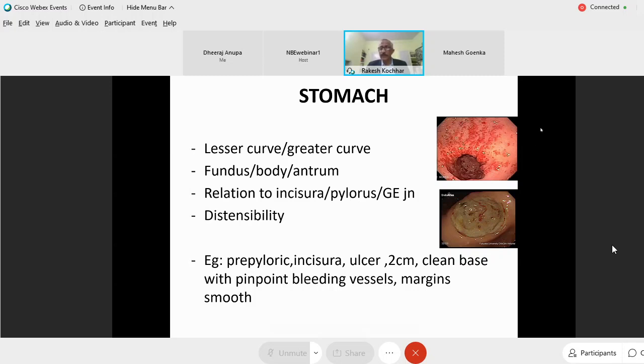Now, for example, in this patient, the lesion which is seen here is an ulcer at the incisura, and these are vascular lesions in the antrum. You can see the pyloric opening somewhere here. So in this particular case, there is a pre-pyloric lesion at the incisura, which is ulcerated, 2 centimeters in diameter, with a clean base with pinpoint bleeding vessels. You see these small bleeding vessels which are oozing a small amount of blood. The margins of the ulcer are smooth. So this will be a complete description of this ulcer, and this will be a benign ulcer.